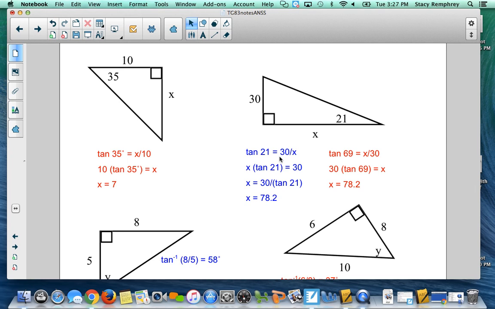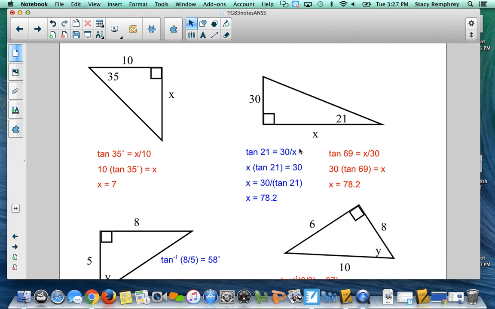Okay, so over here, two ways to do this problem. I did it in blue and I did it in red. If you use a 21-degree angle, tangent of 21 degrees equals 30 over x, or what number can I divide 30 by to get the ratio I need? I multiplied both sides by x, and then I divided both sides by tangent 21. That's where I got here.